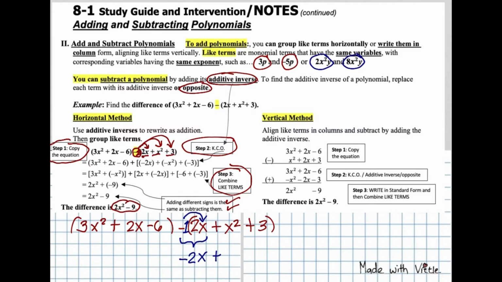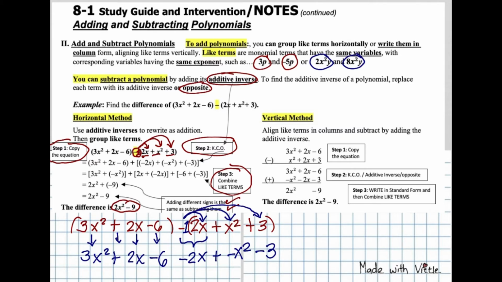Then multiply negative 1 to the next term inside the parenthesis, which is x squared. Negative 1 times x squared will be a negative x squared. Next is negative 1 multiplied by the third term inside the parenthesis, which is positive 3. A negative 1 times 3 will mean negative 3, or plus negative 3.